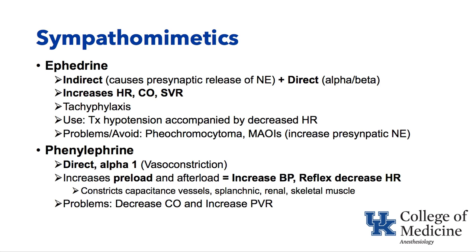Some problems with it: if you give phenylephrine to a patient whose cardiac function is not very good, let's set up an example of an EF of 15%, their blood pressure's down, and you give phenylephrine, which raises afterload and preload, that heart may not like it, and cardiac output may actually go down. Phenylephrine can also vasoconstrict the pulmonary vascular resistance.